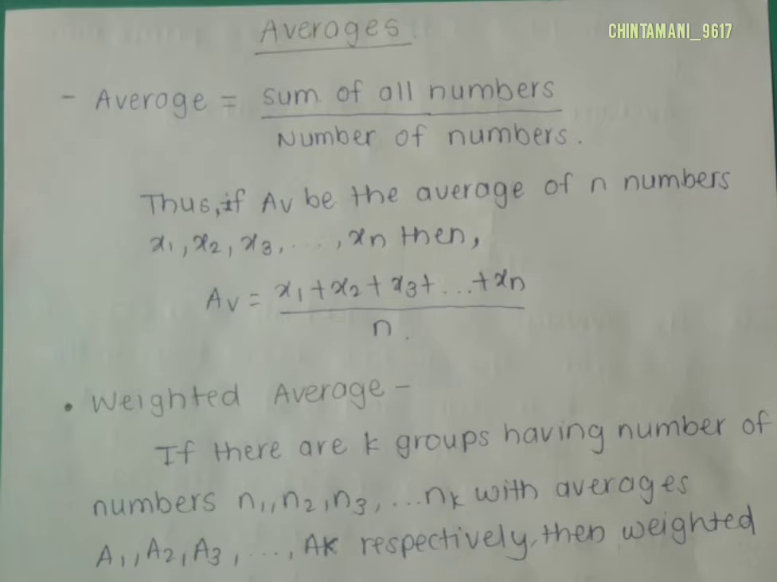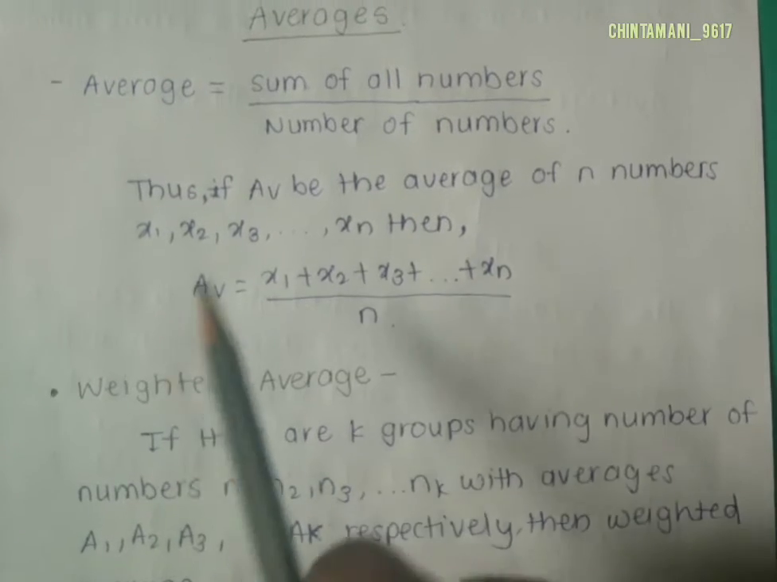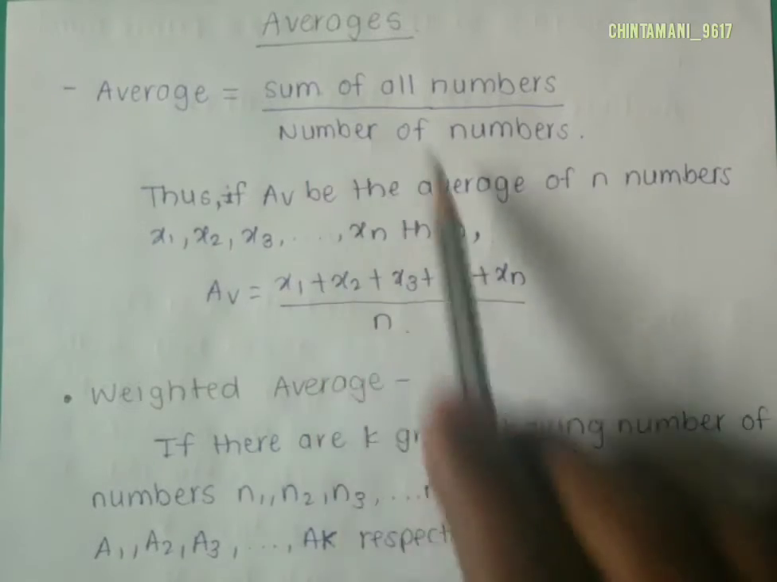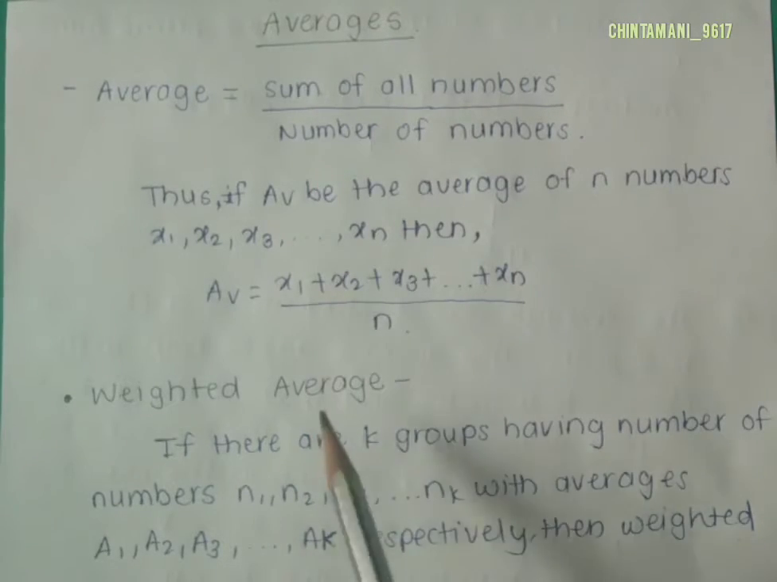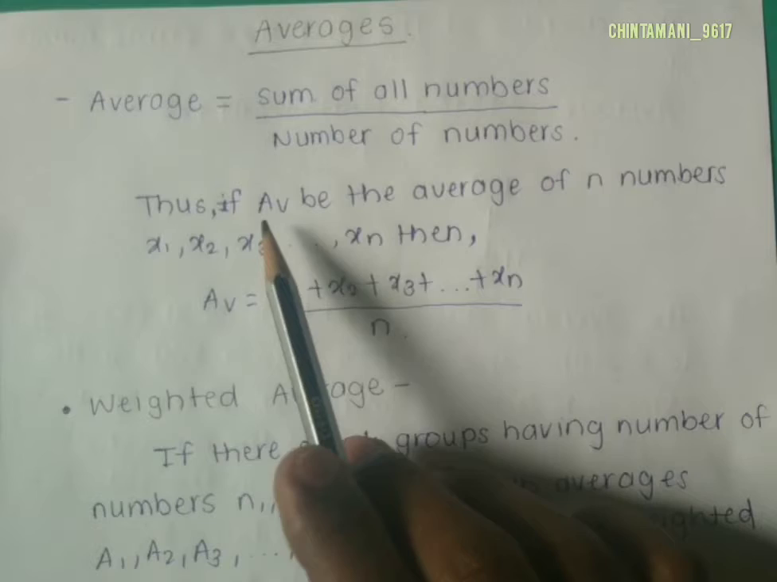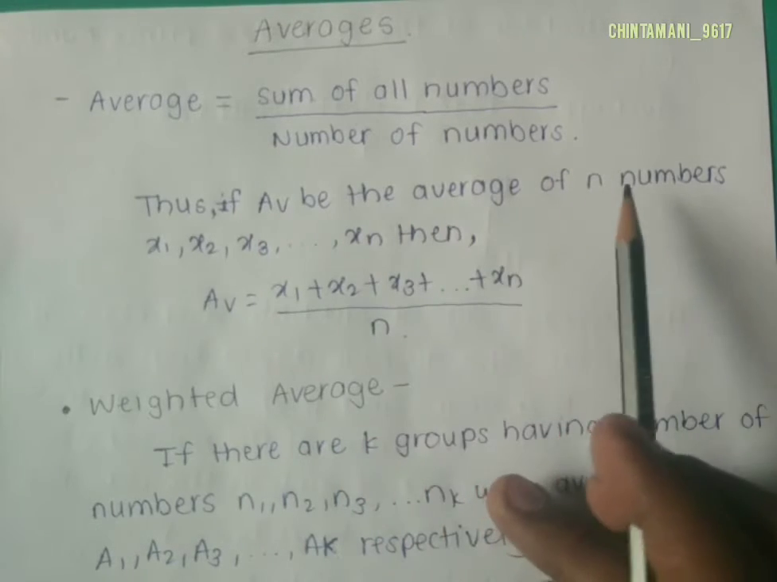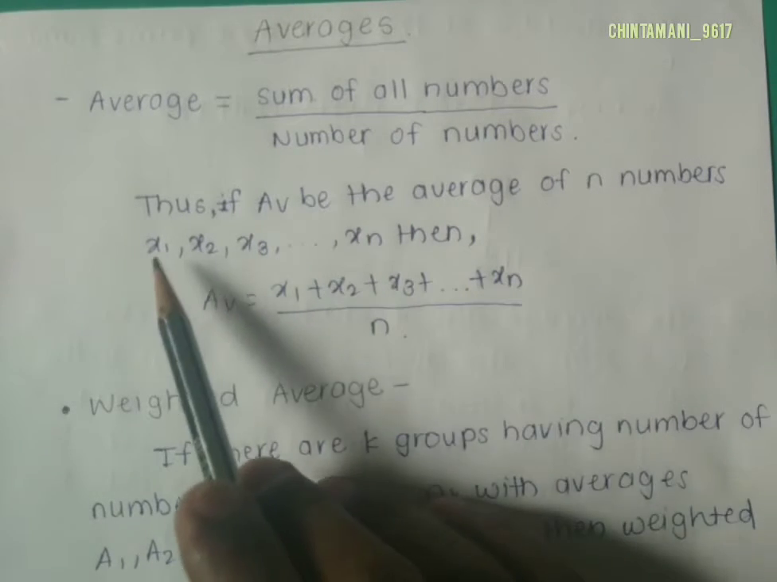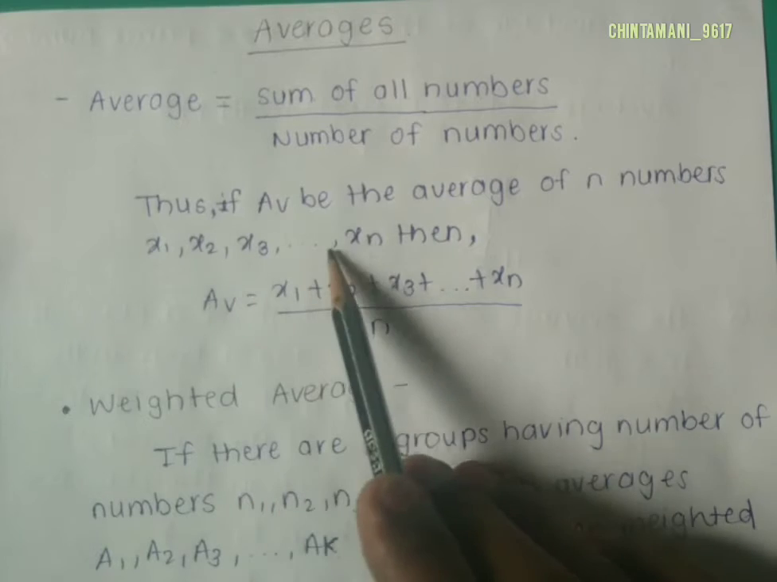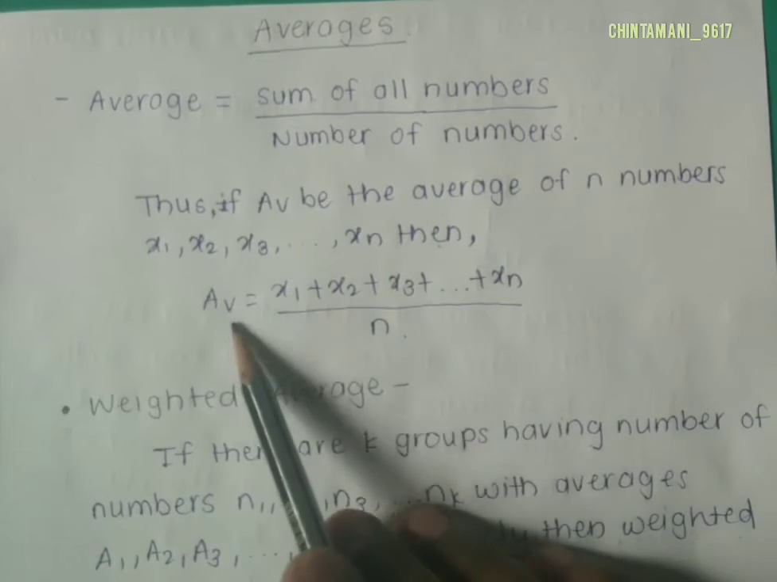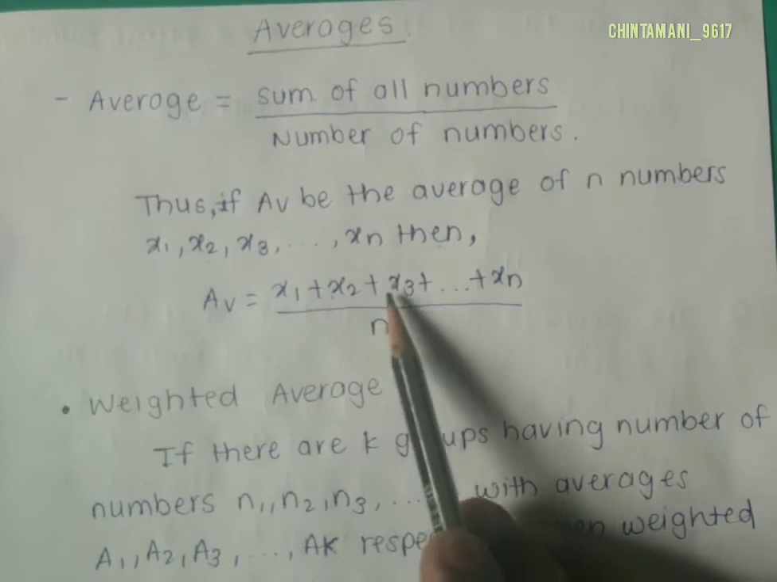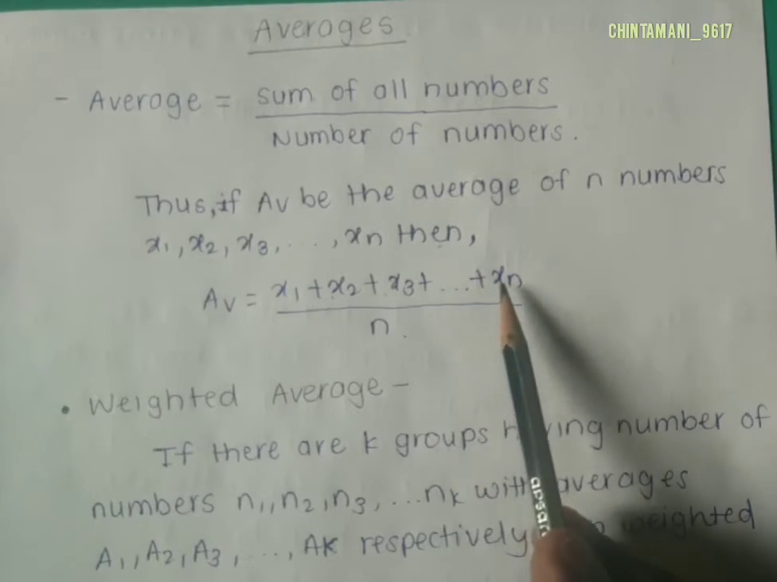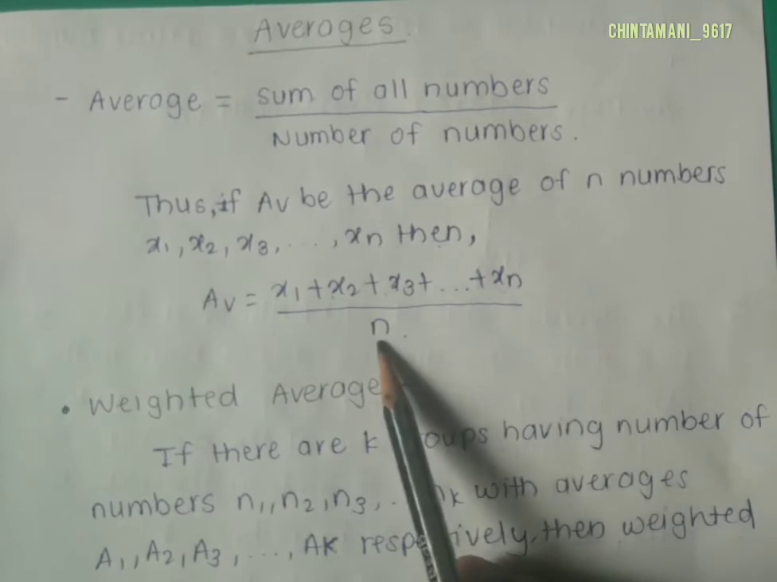Today we are going to learn about average. So without wasting time, let's start. What is meant by average? Average is the sum of all numbers divided by the number of numbers. Thus, if AV is the average of n numbers x1, x2, x3 up to xn, then the average is (x1 + x2 + x3 + ... + xn) divided by n.